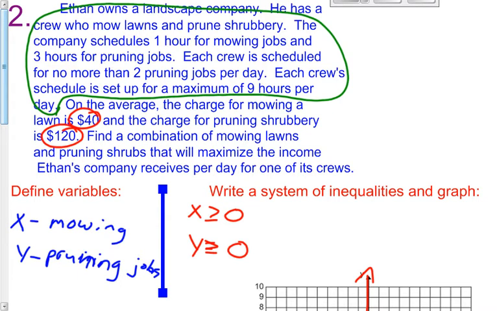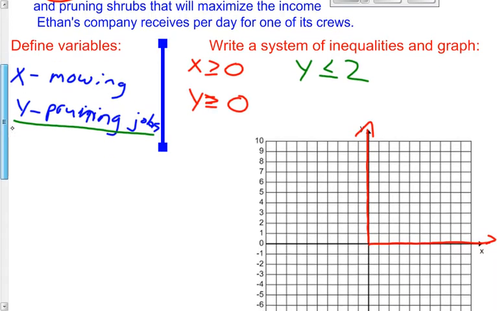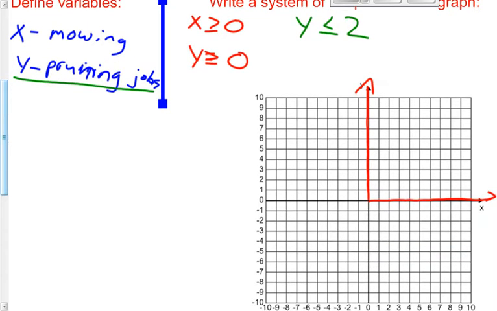One, hopefully you can see, is right here. Each crew is scheduled for no more than 2 pruning jobs per day. They can't do 3 pruning jobs a day. They can do 0, they can do 1, or they can do 2. So if they can do 2 or less than that, that means that pruning, which is our y variable, has to be less than or equal to 2. You could do 2, 1, or 0 pruning jobs. So a y equals line is a horizontal line. It's at 2.